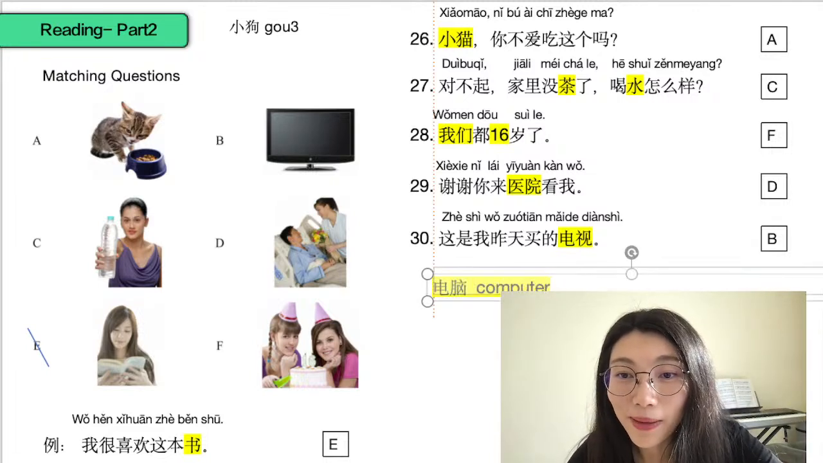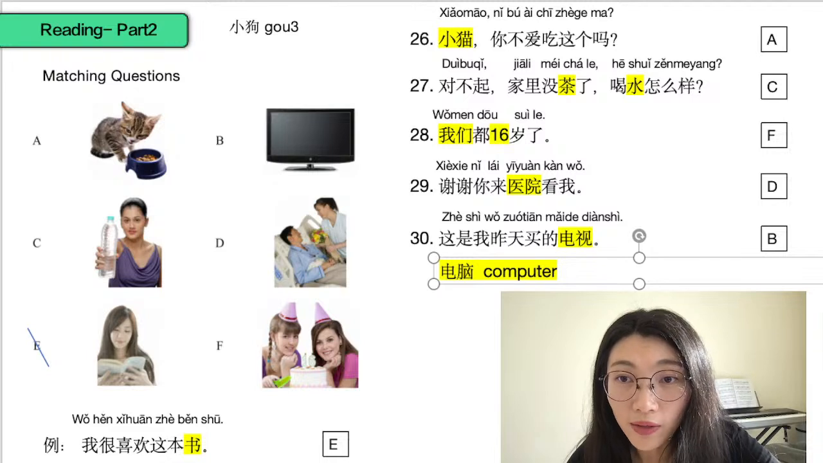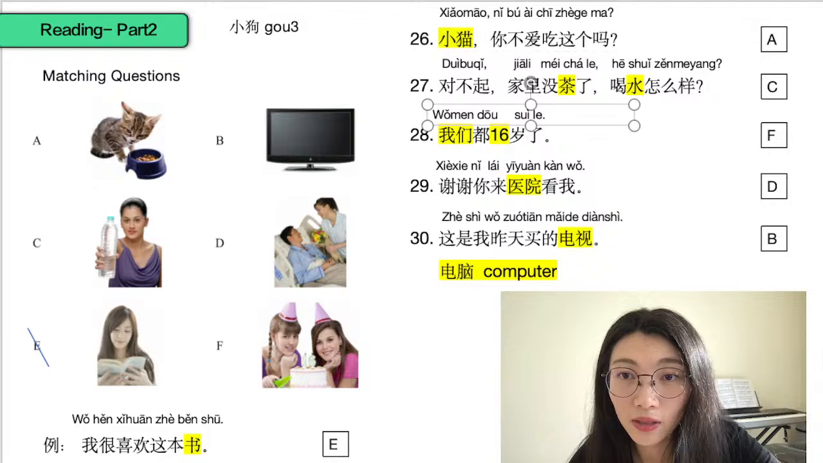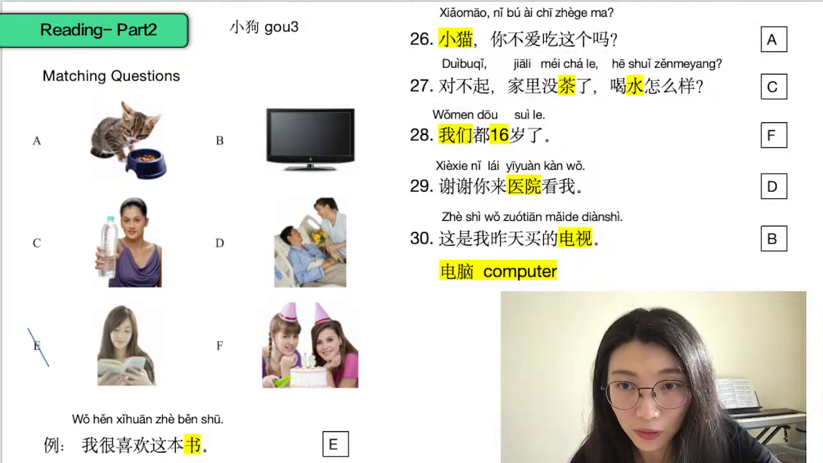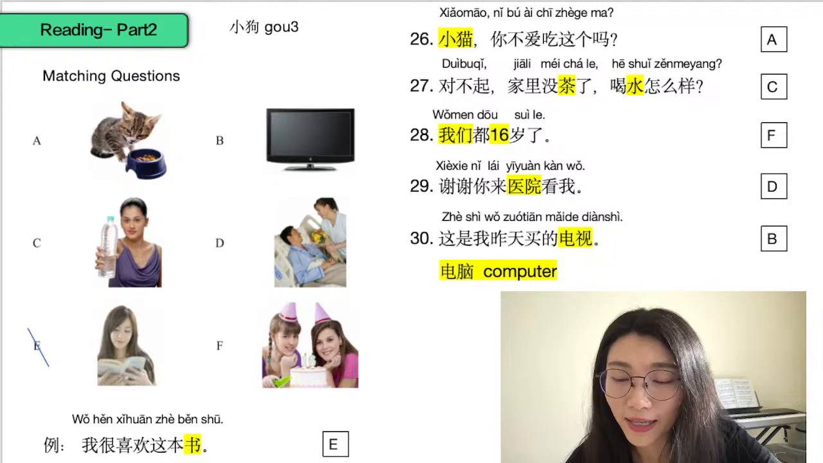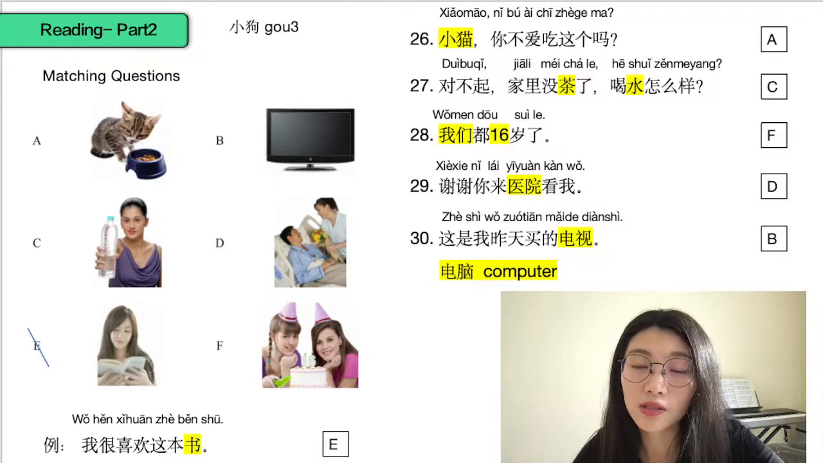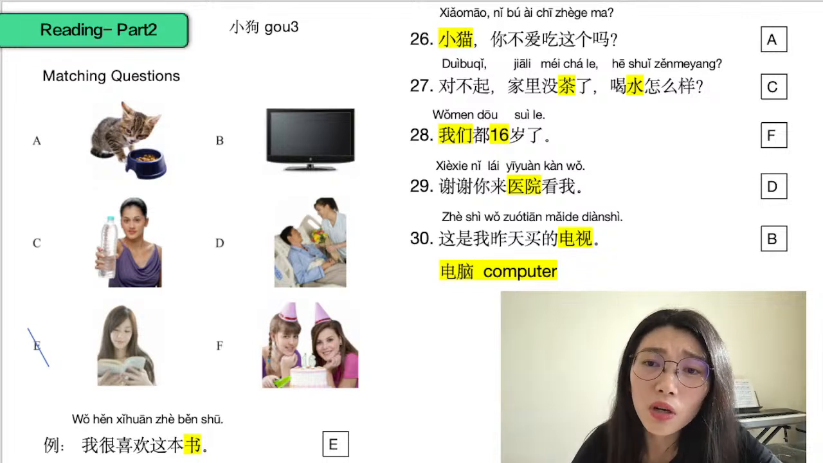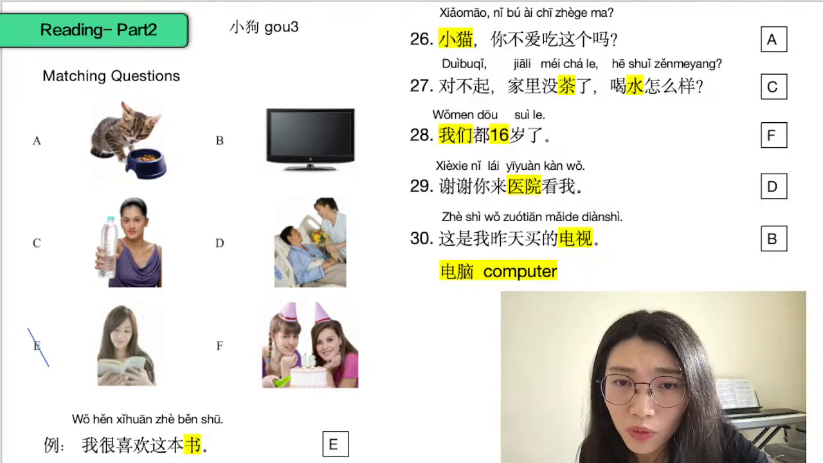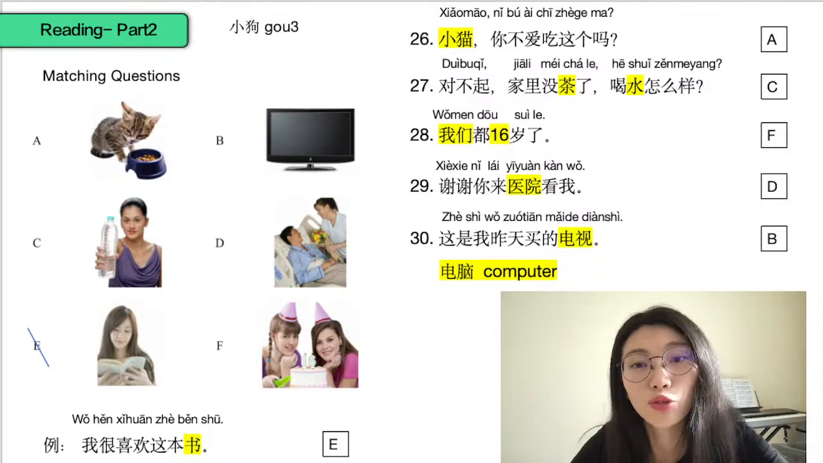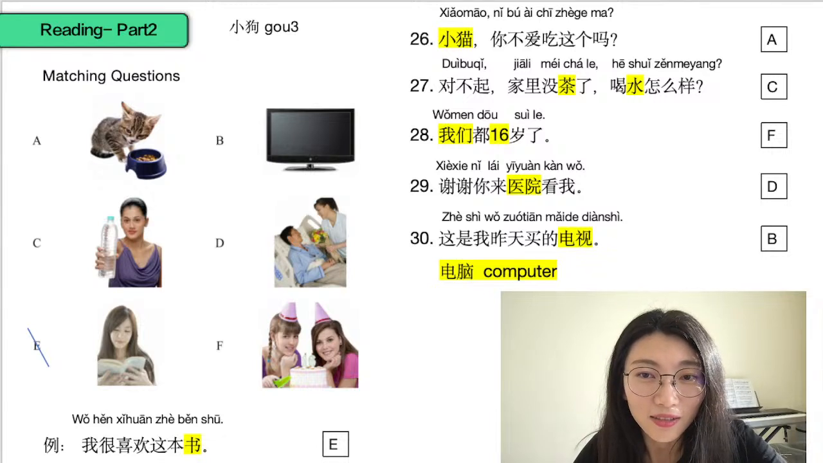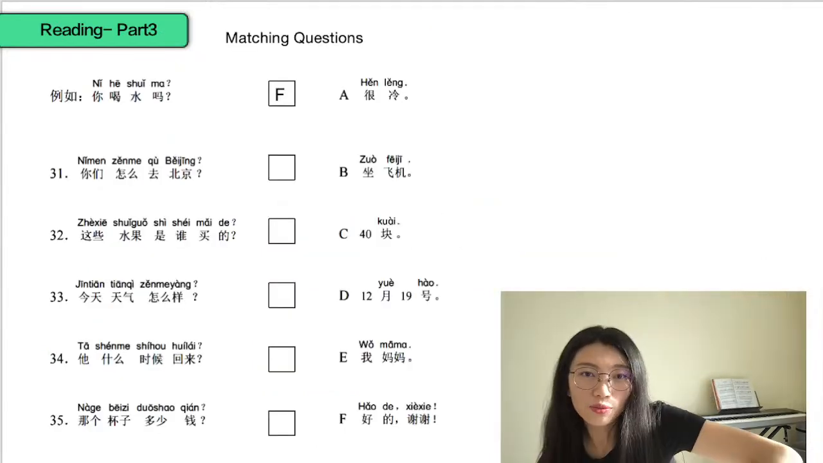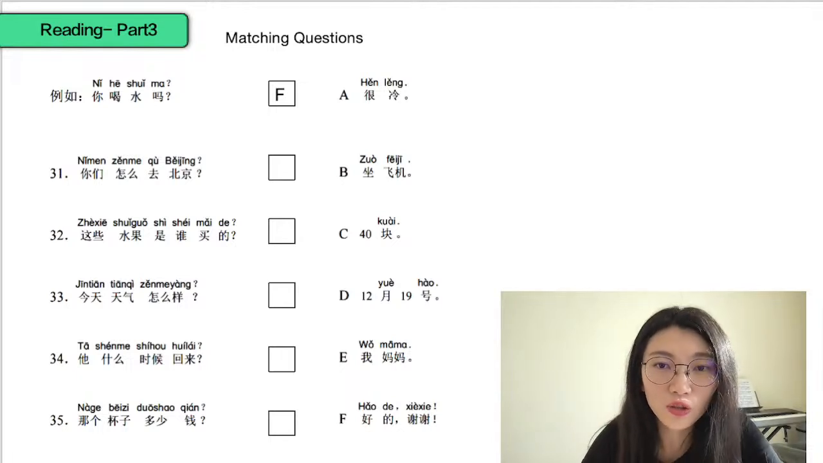All right, that's about part 2. What we need to do is find the related word. If you don't know all of the other words, like maybe you don't know 2 words in a sentence, it's okay. Once you know the most important word related to the picture, you can choose it. 好了 part 3. Let's come to part 3. It's still the matching question.